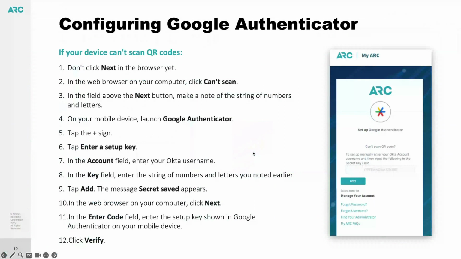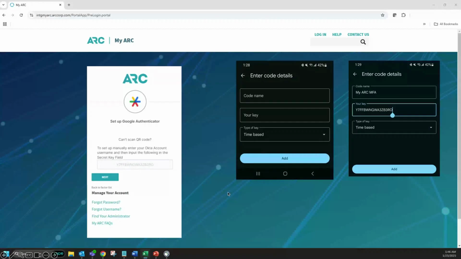And here you can see the code where it goes in. The setup key will be generated on your MyArc screen, and then you will put that into your phone if you can't scan the QR code. And this is the screen from your phone.